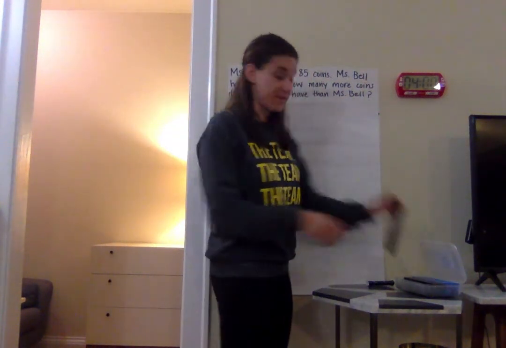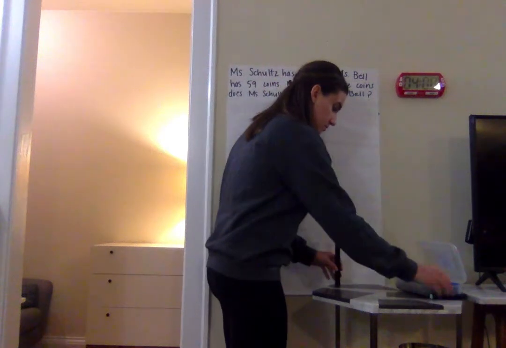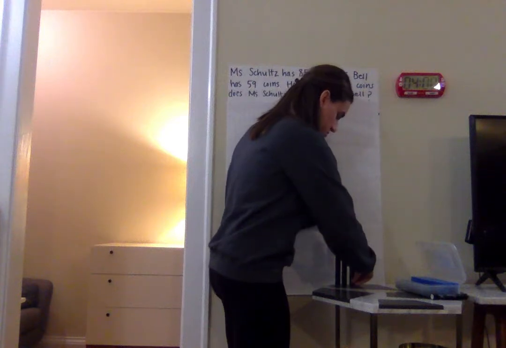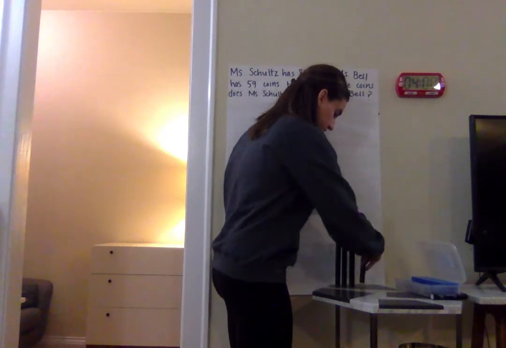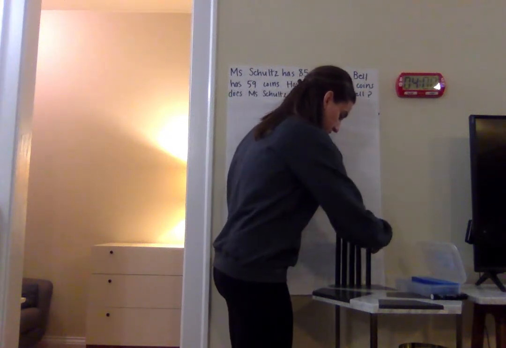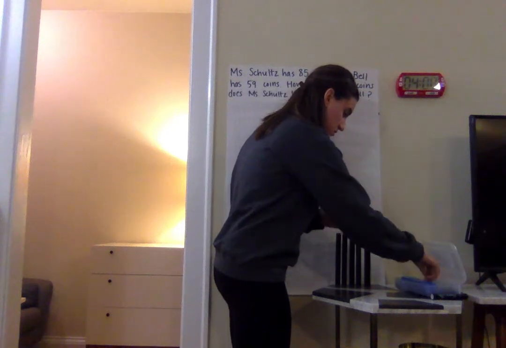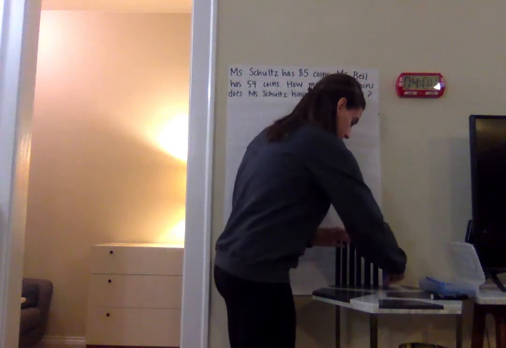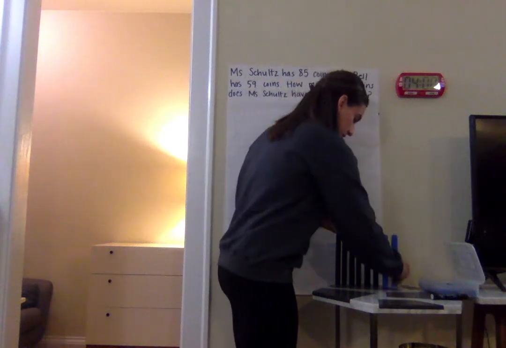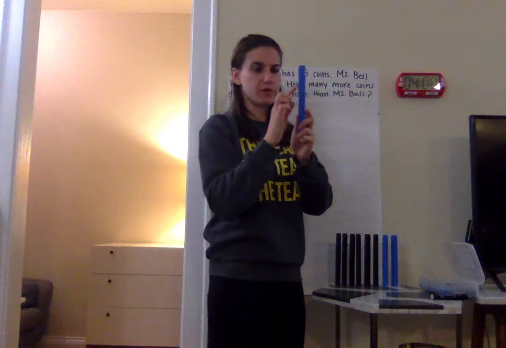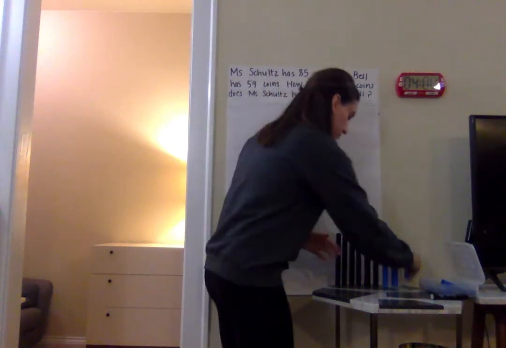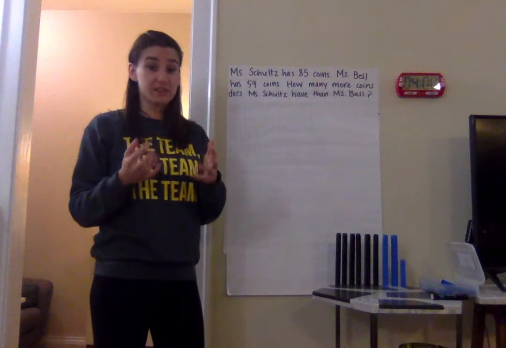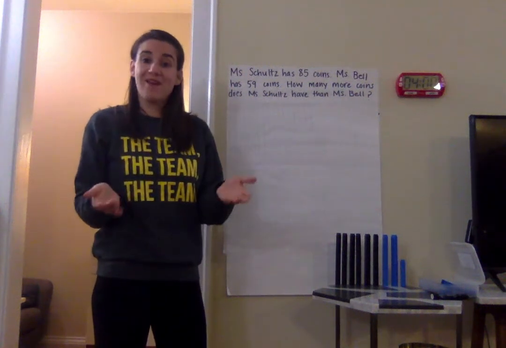So I'll start by setting up 85 cubes. 10, 20, 30, 40, 50, 60, 70, 80, 1, 2, 3, 4, 5. That's 85. Okay, great. So I have my 85 coins that represent what I have. Now we said I'm going to find the difference or compare them, find out how many more I have by taking away what Ms.